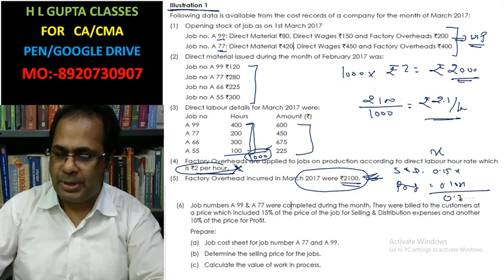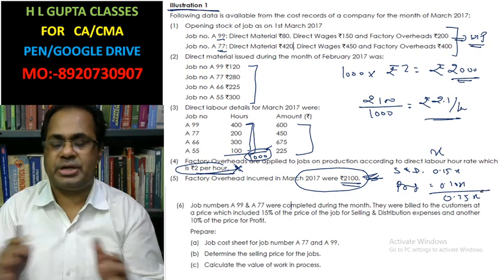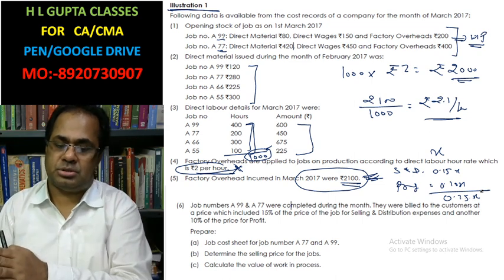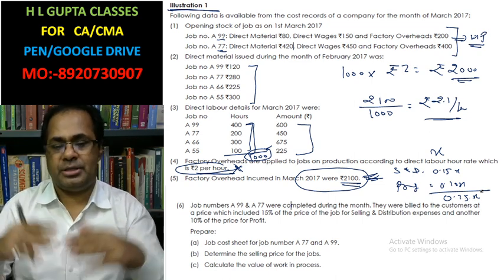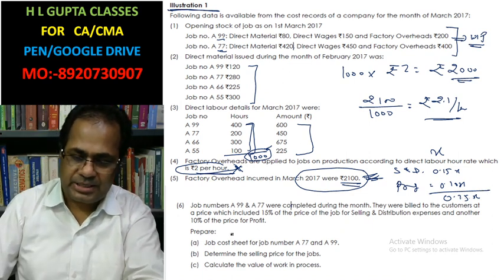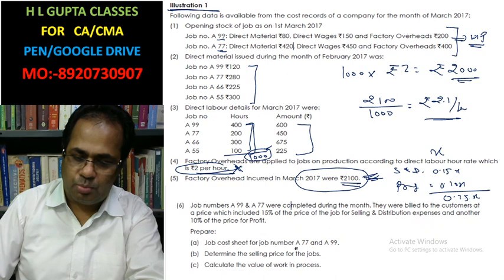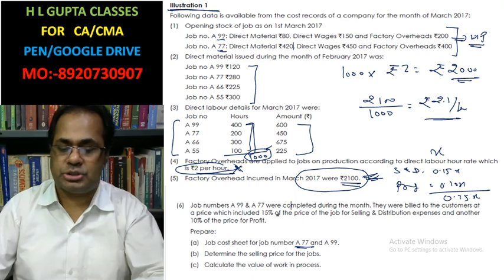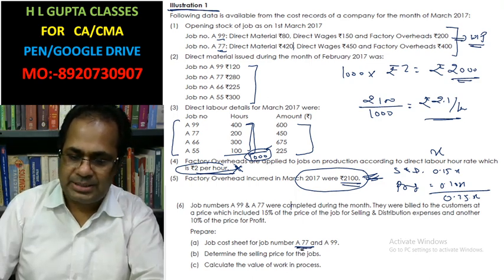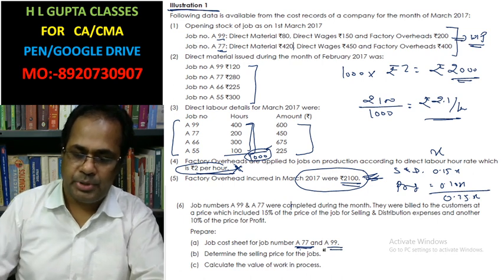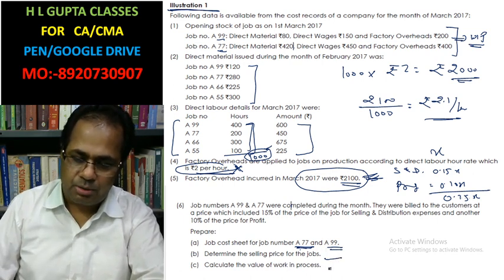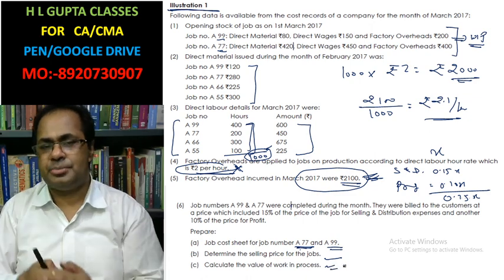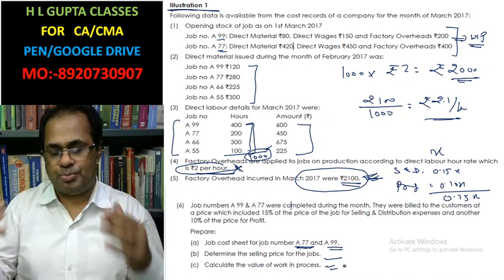It means 0.75x is the factory cost. On that basis, you have to calculate selling and distribution expenses and profit, and thereafter we can calculate sales. In this case you have 4 jobs. Out of 4 jobs, you have to prepare the job cost sheet for job A77 and job A99 only, determine the selling price for these jobs, and calculate the value of work in progress.